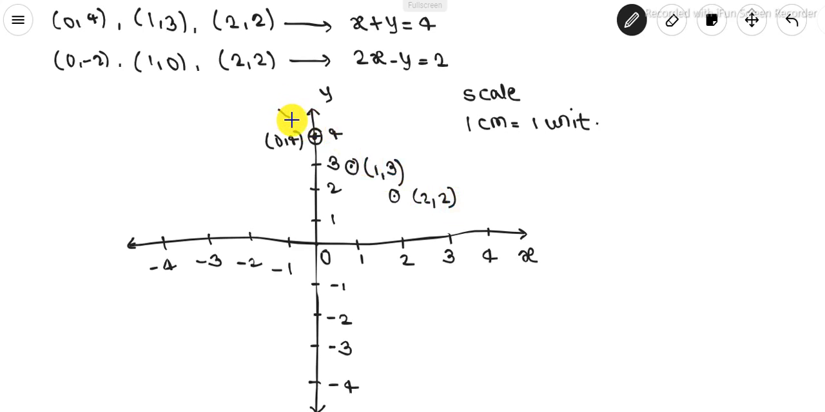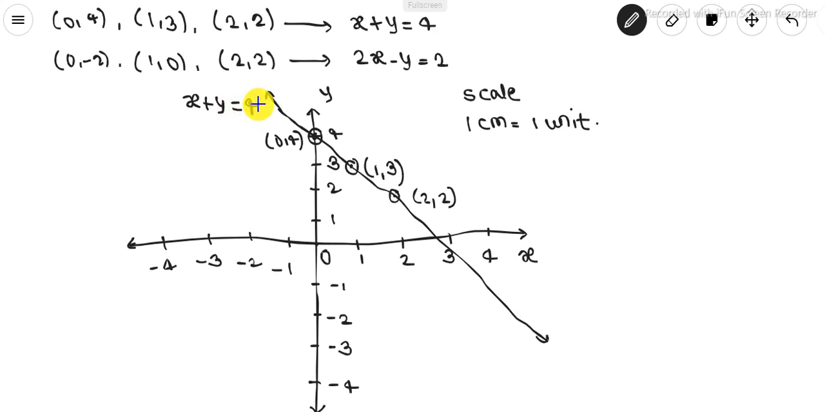Now we draw the line passing through these coordinates. You will draw it by using a scale. The line will be a straight line. This is the line passing through the coordinates. This is the line for x plus y is equal to 4.